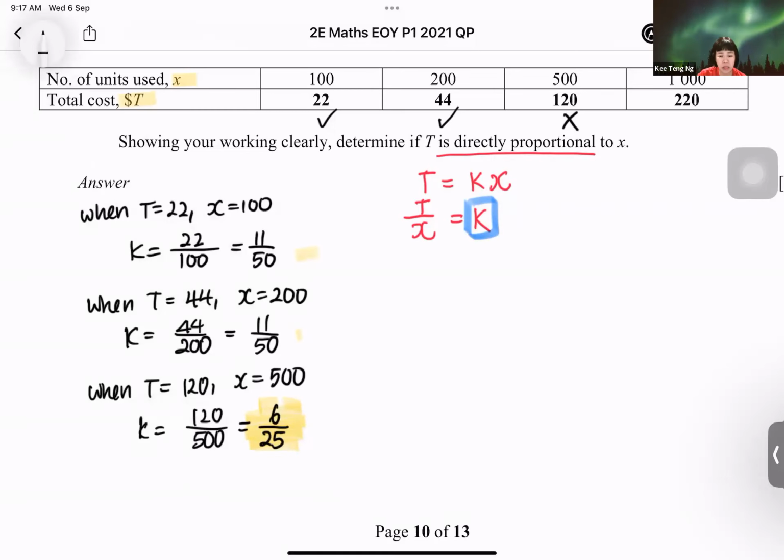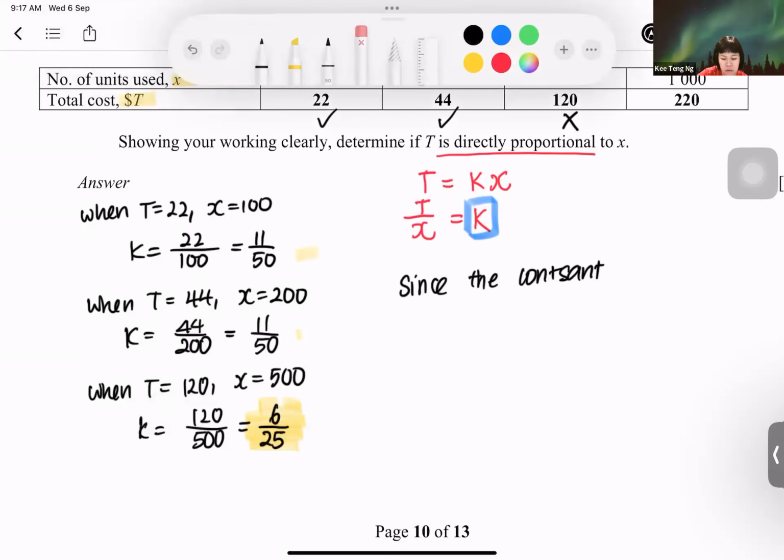Okay, you notice that since the constant, how to spell constant? C-O-N.